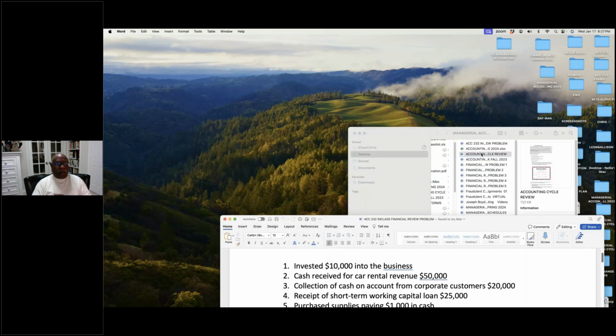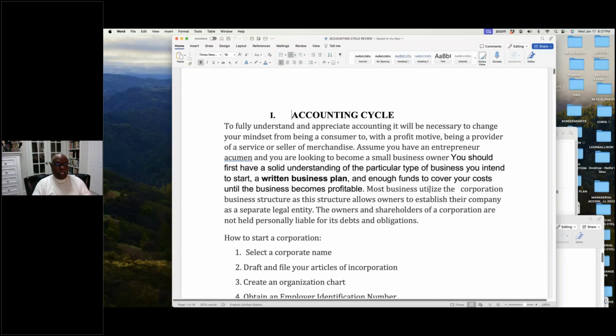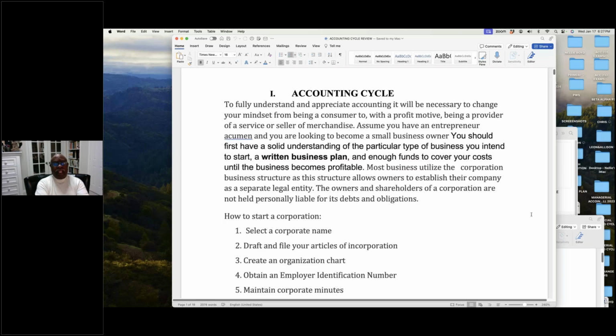So here's the counting cycle. And once again, you should have hard copies of this so you can look at this and follow along easier. We talk about the fact, first of all, that you need to move to the standpoint that you're the business, you own the business. You're not buying something, you own the business.